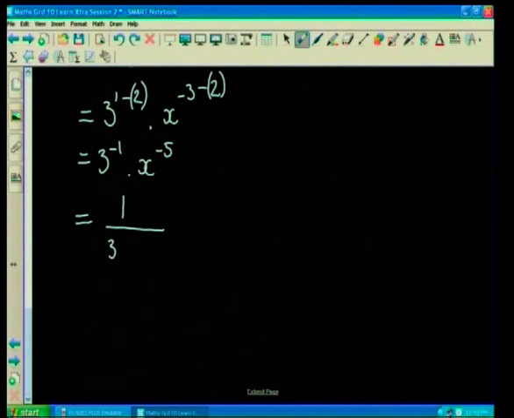Now at the bottom we have 3 to the power of 1 and x to the power of 5. Do you need to have that 1 over there? No, you don't. You could have written just 3 times x to the power of 5. Both of them are acceptable, and both of them will be liked by you and your maths teacher.